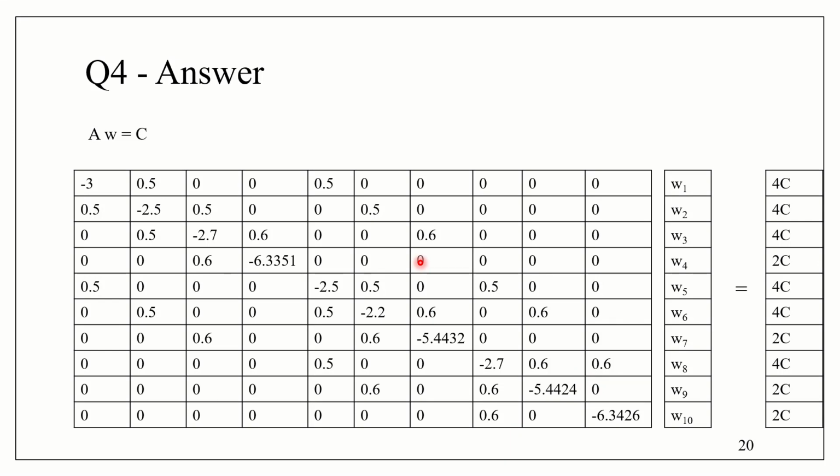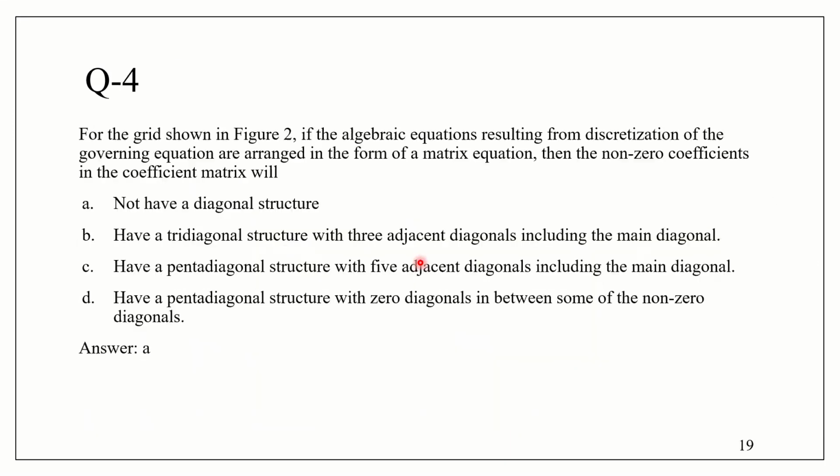So in this particular question, it is asked whether it is forming any diagonal structure. It does not have a diagonal structure. Option B, it is having a tridiagonal structure with 3 adjacent diagonals including the main diagonal, which is false. And option C, it has a pentadiagonal structure with 5 adjacent diagonals including the main diagonal. Again, it is false.